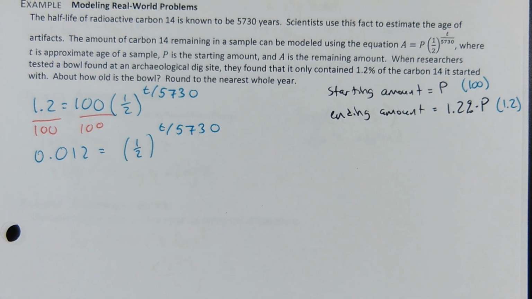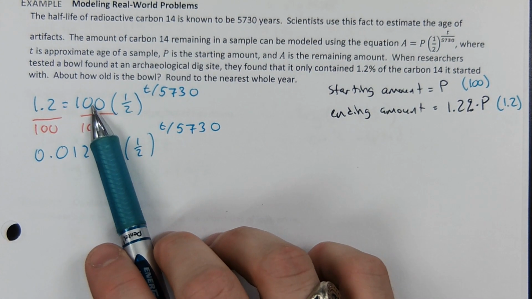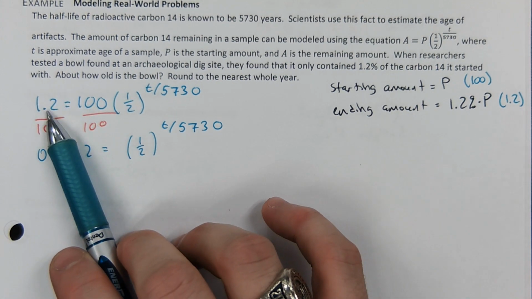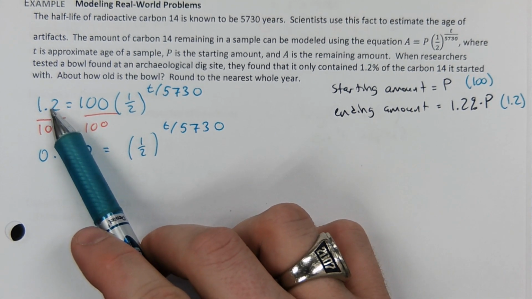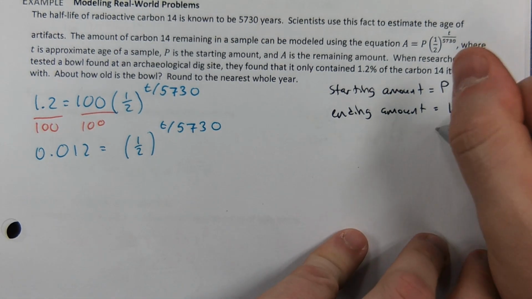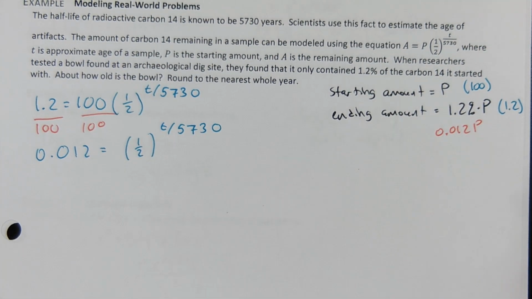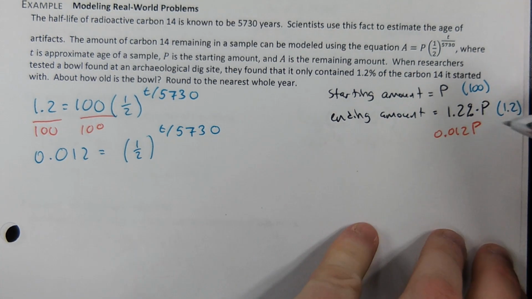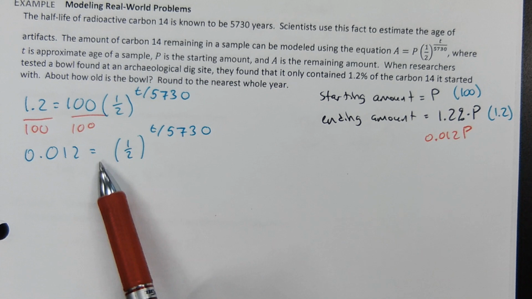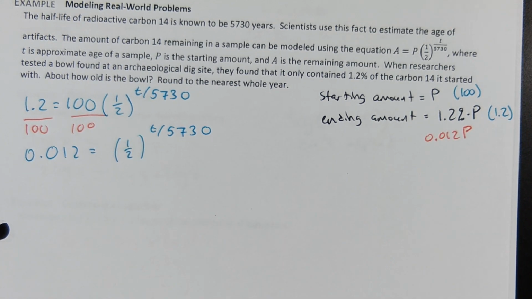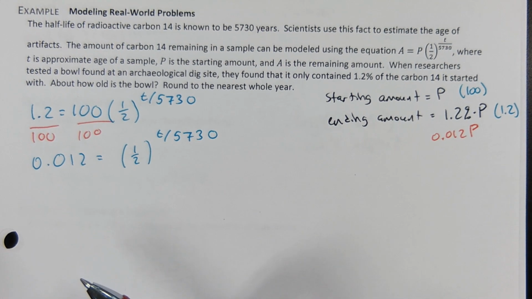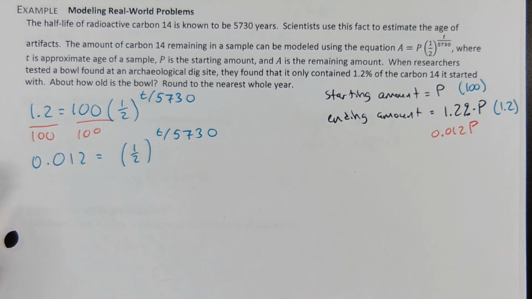So it actually didn't matter. If I had written, instead of 100, a p here, and instead of 1.2, I wrote 0.012p, which is what this is, the very first thing you would have done is divided both sides by the letter p, and it would have canceled off on both sides, and you would have been left with this. So no, it doesn't matter how much you start with. When you're talking about percents that remain and talking about exponential growth and decay, it never matters, because the time it takes to reach 12% is always going to be the same time, regardless of how much you started with, when you know the rate.